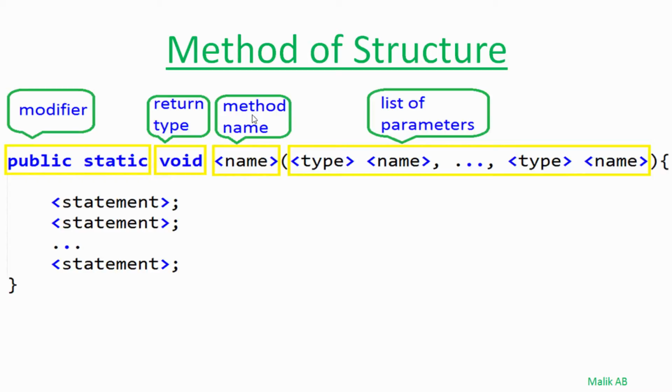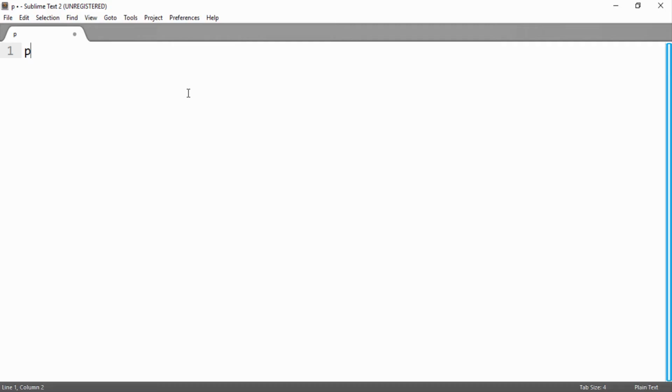This is name of method, and in parentheses, these are list of parameters that we can pass to a method. When we are declaring a method, we will first write type of parameter and then name of parameter that we will use in our method, and then we will separate this by comma, then again type and name, then comma, again type and name, then comma. We can pass up to 255 parameters in a single method, and then this block of statement will be executed when we will call a method. Now let's take a practical example.